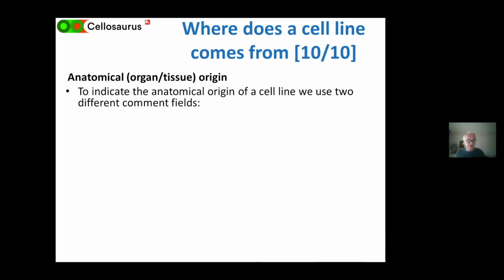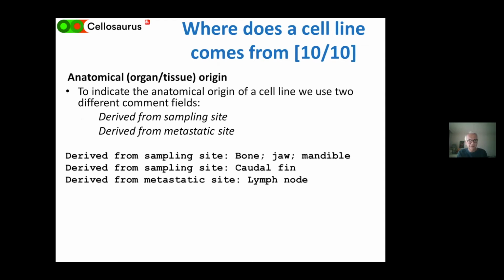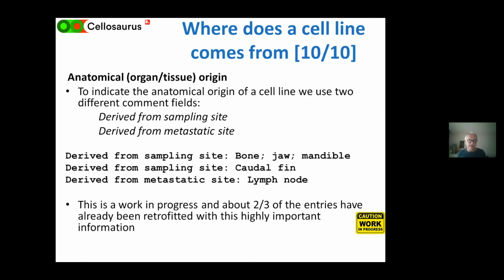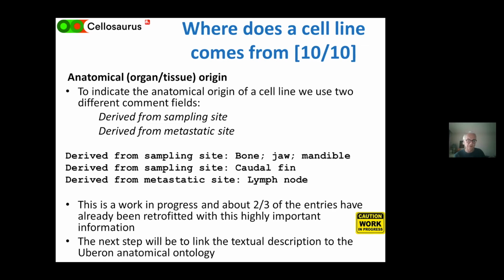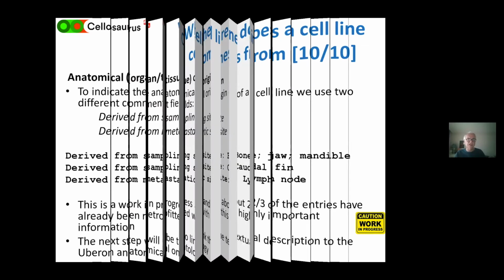Last thing, which is quite important, is the anatomical origin of a cell line. Which tissue, organ, or cell type does it come from? We have two common fields which describe this, called derived from site, for the sampling site, and from metastatic site, for cell lines derived from metastatic sites. Here are some examples. And this is a work in progress. Again, this data did not exist until about a year ago, and only 2/3 of the entries have been retrofitted with this information. And the next step is to link the textual description to the Uberon anatomical ontology, which is cross-species.